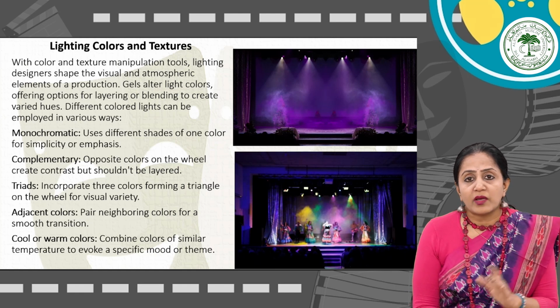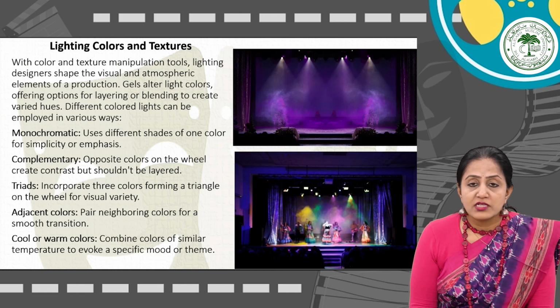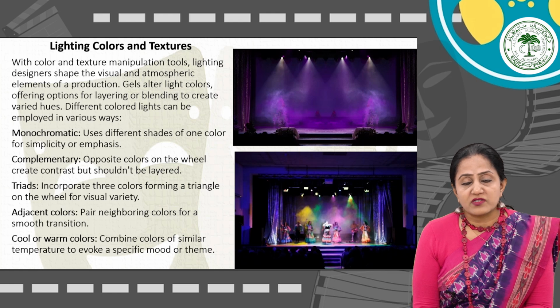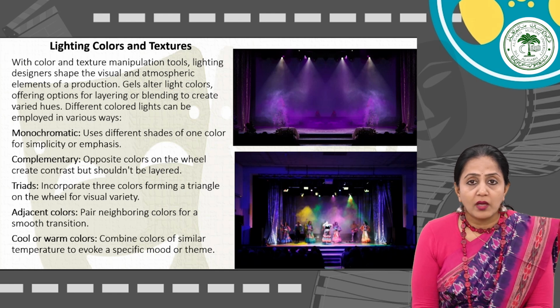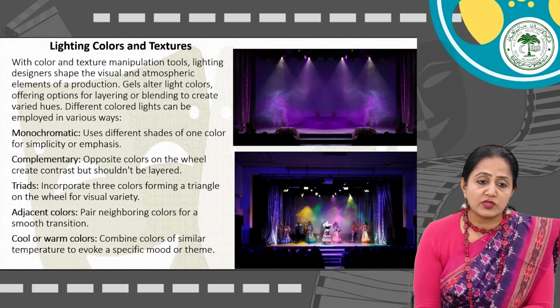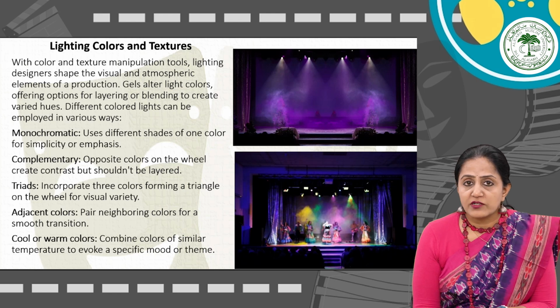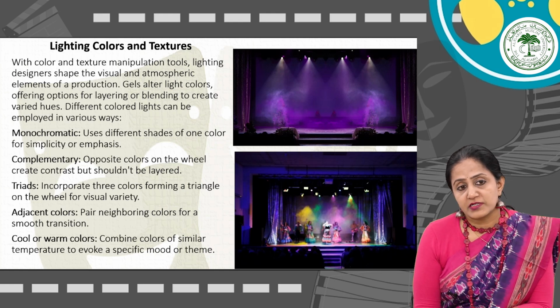Then there is the cool family of colors or warm colors. You can combine colors of similar temperature to evoke a specific mood or theme, or you can bring together colors of very different kinds. So all in all, these are the different kinds of lightings and lighting patterns.